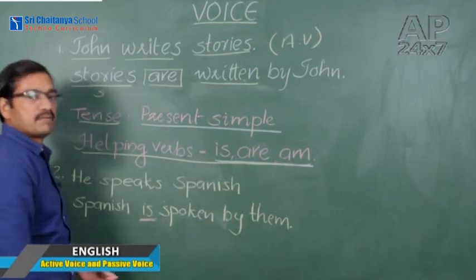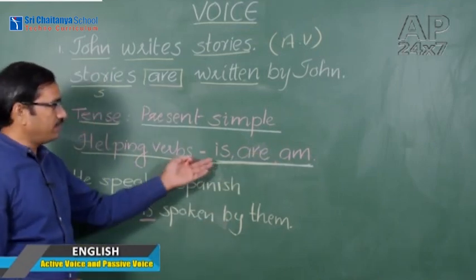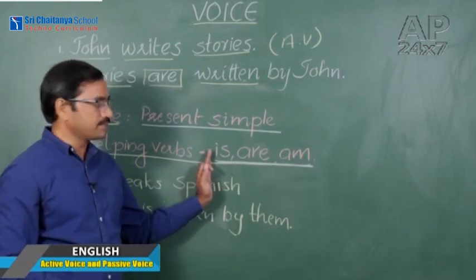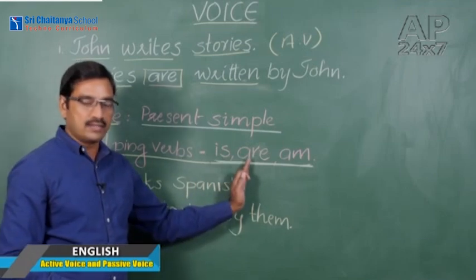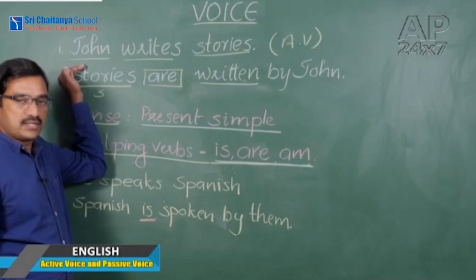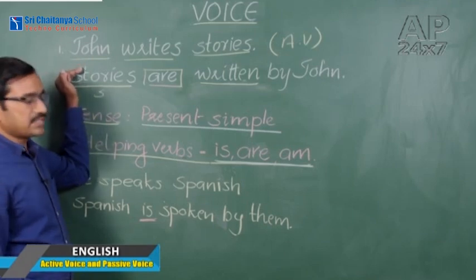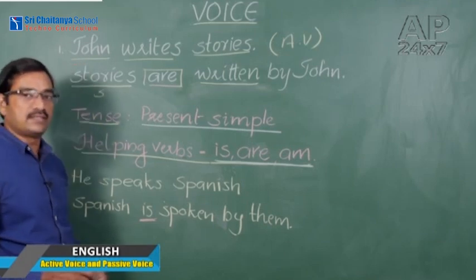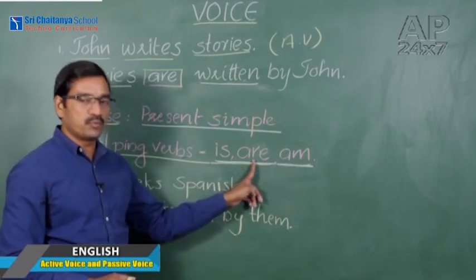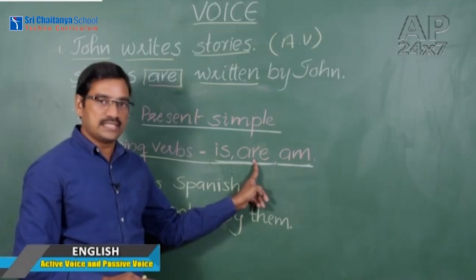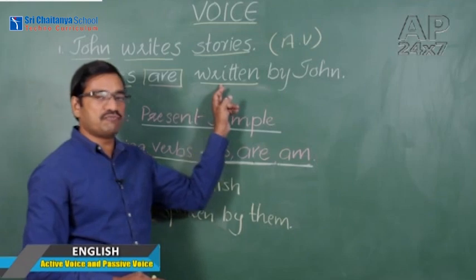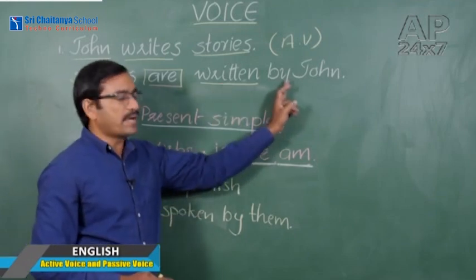here we see the helping verb is are, related to the tense present simple. So out of which we have three choices to make for present tense: is, or are, or am. Here the subject is stories. Subject being the stories, it is in the plural form. So we have to take the plural helping verb are. So stories are. Now the verb is V3, written by John.